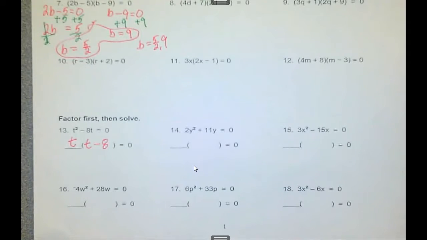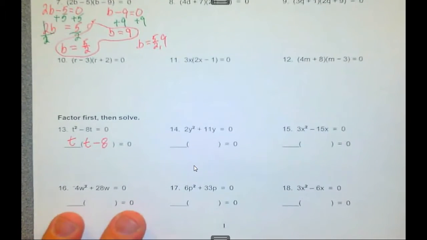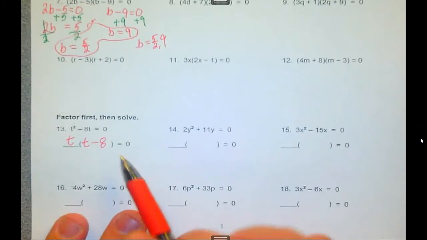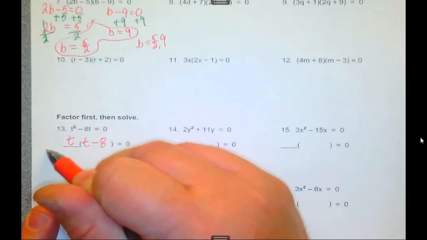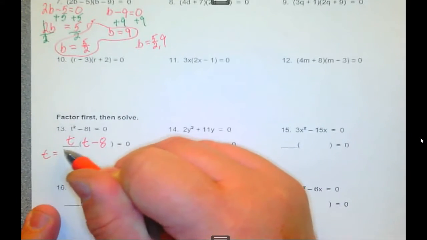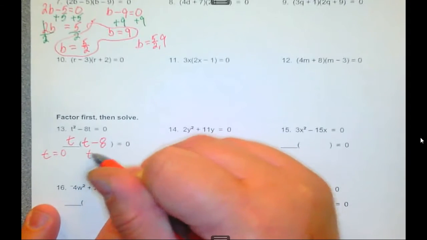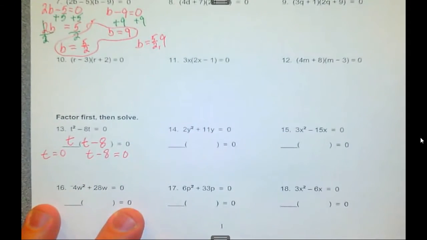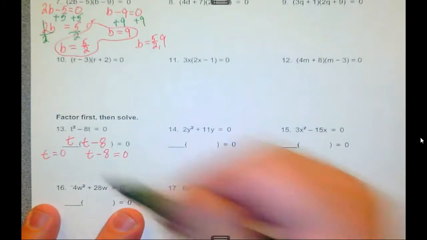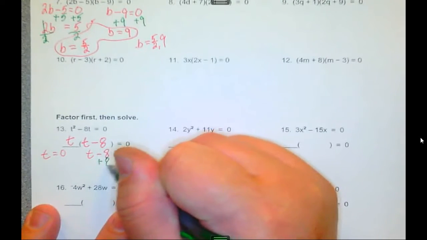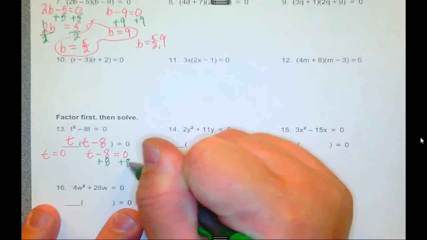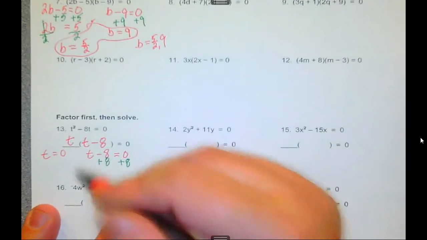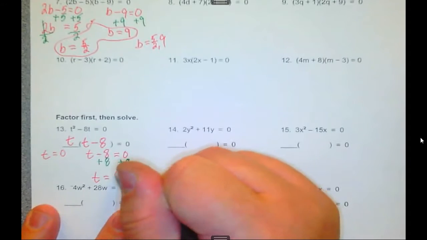Now I set each one of those equal to 0 because we have that extra step now: they're equations, they're just not expressions anymore. So t equals 0 or t minus 8 equals 0. Solve for t. Add 8 to both sides. So t equals 0 or t equals 8.